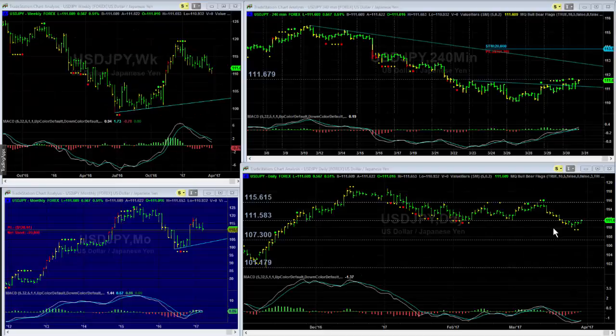The US dollar yen similarly broke through its support of 111.583 and has come back up to retest it. We're sitting right on that now. So let's see if it bounces and heads lower. It's looking like it wants to, but it might actually break above that and move back up into that channel. So let's see what happens.